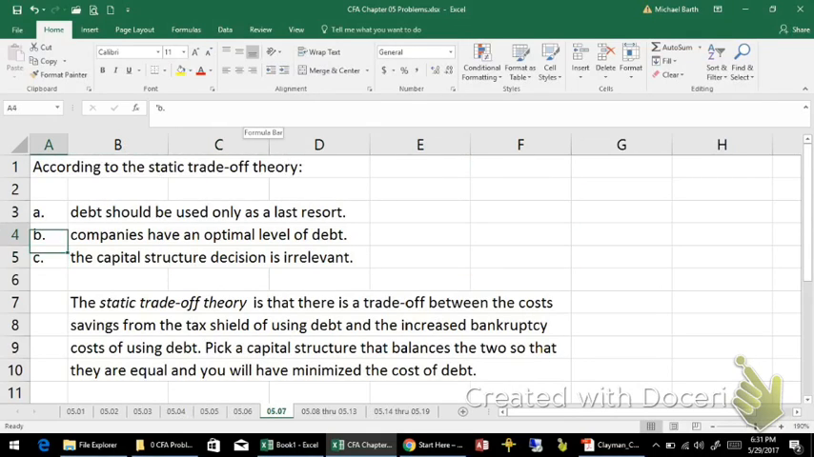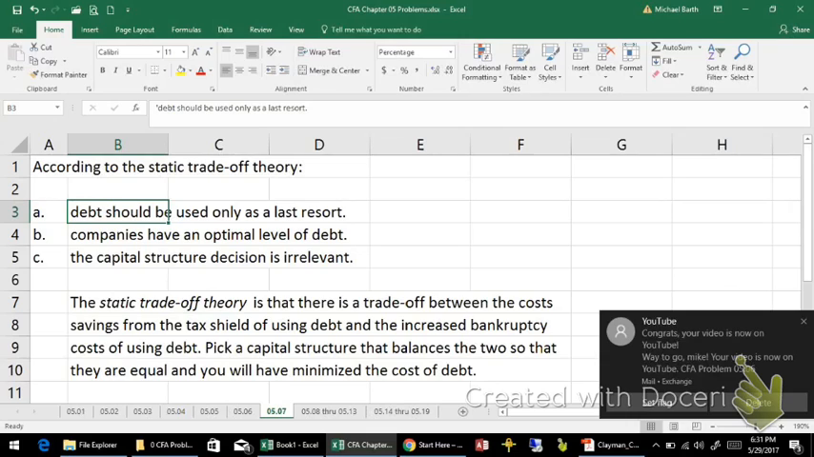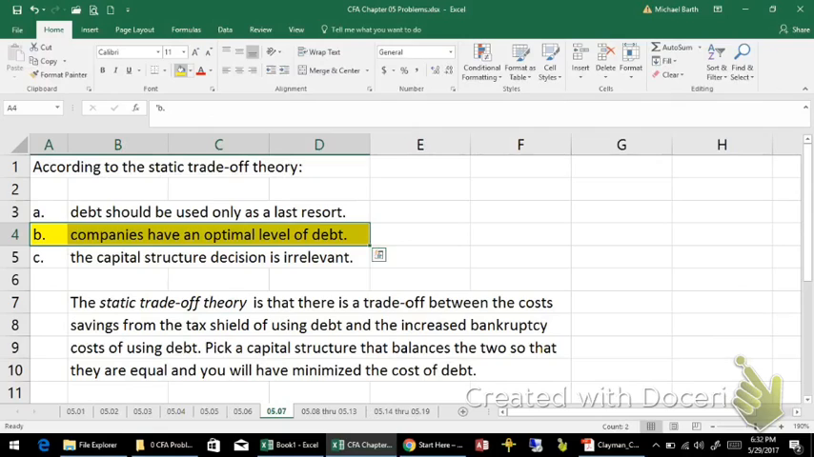Going to the question, the three choices are: A, debt should only be used as a last resort, and that's absolutely incorrect. B, companies have an optimal level of debt, and that's what the static trade-off theory says: there's a right number out there. And C, capital structure is irrelevant, where static trade-off theory says it's very relevant. So the only correct answer is B, there's an optimal level of debt.